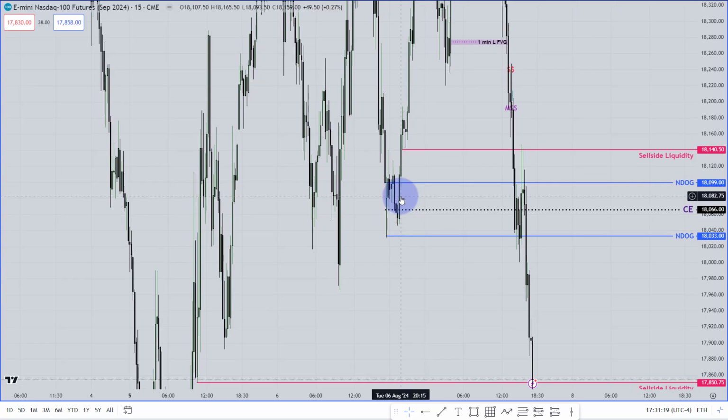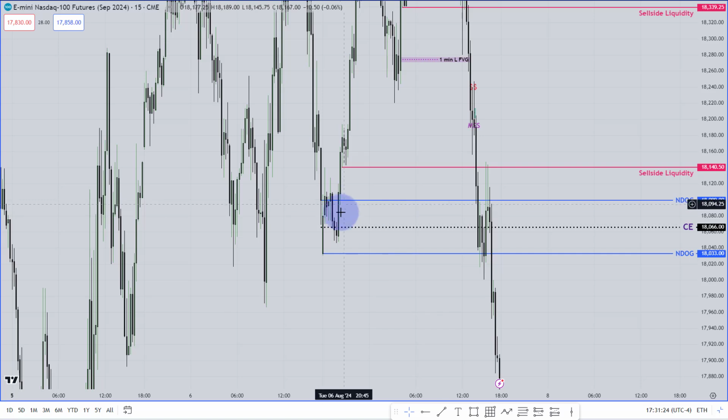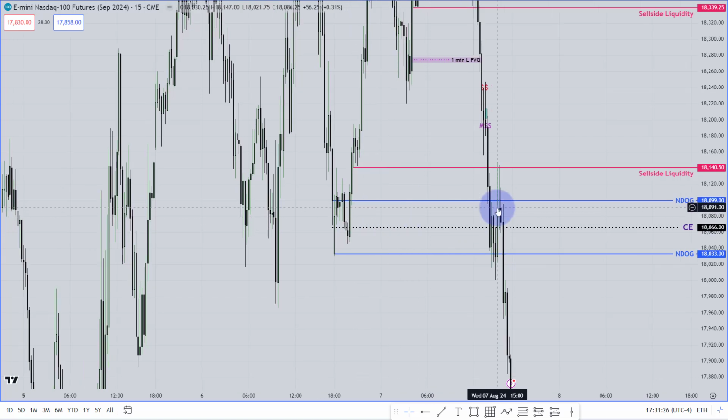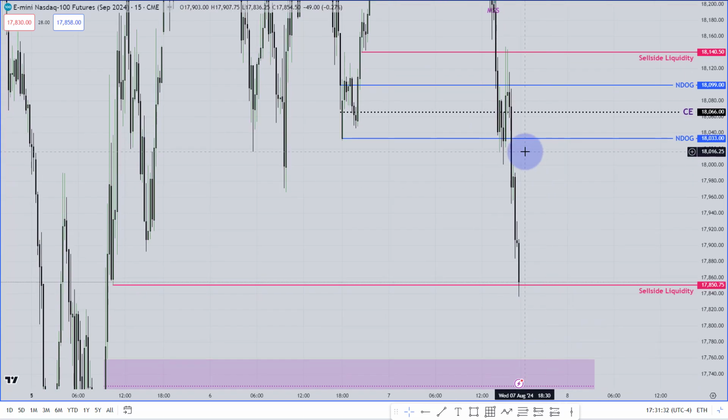Now this last fair value gap is inside the new day opening gap. That's why I didn't mark it. But if you want to mark it, you can mark it. But either way, you have to see that from the 15-minute chart, if market can close below this new day opening gap, then and only then you will start to think that market is going for this sell side liquidity.